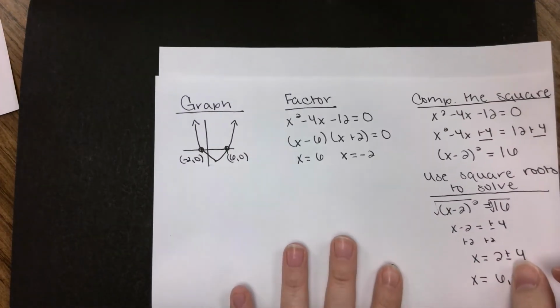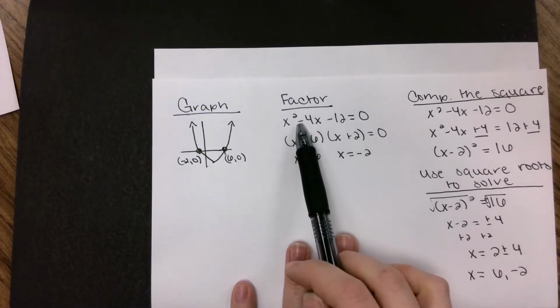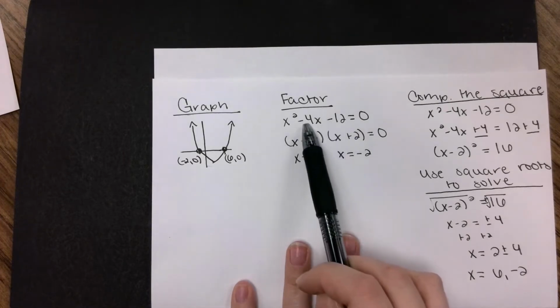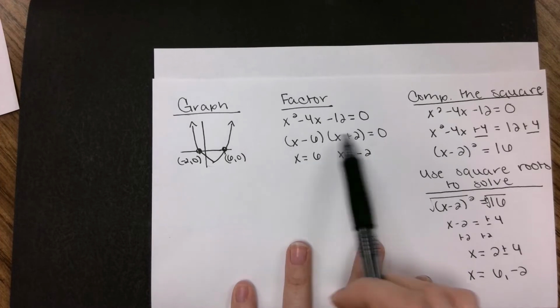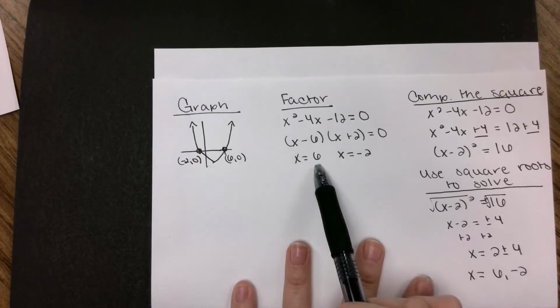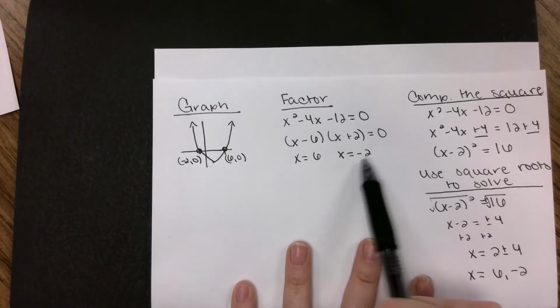Then after that, we factored. So we had something like this. We said, what are factors of negative 12 that will add to negative 4? Negative 6 and 2. We factored it into this here. And then what x value would make this 0? That's our first solution, which would be 6. What x value would make this 0? That would be negative 2.